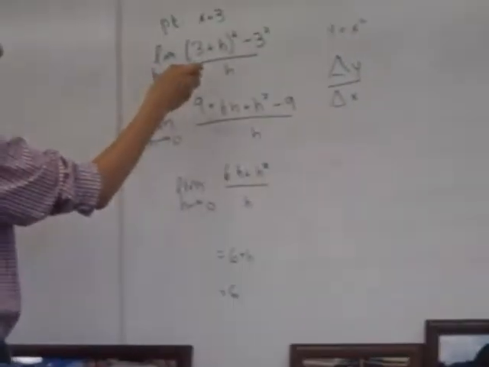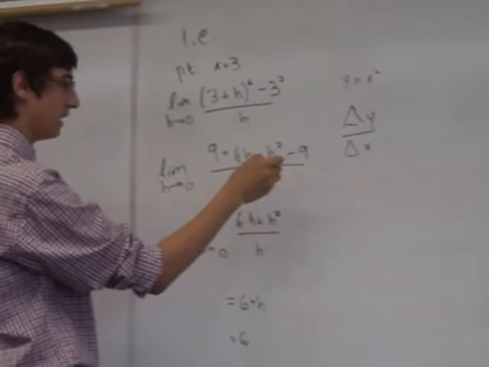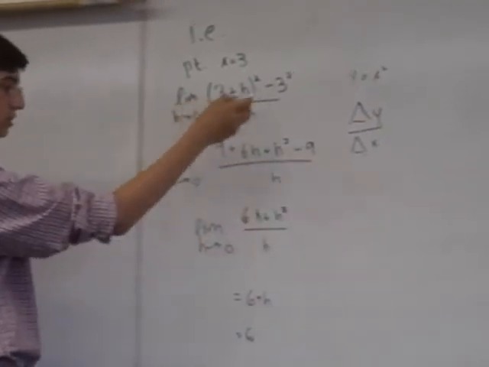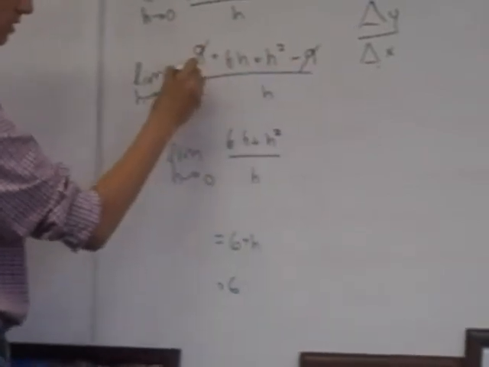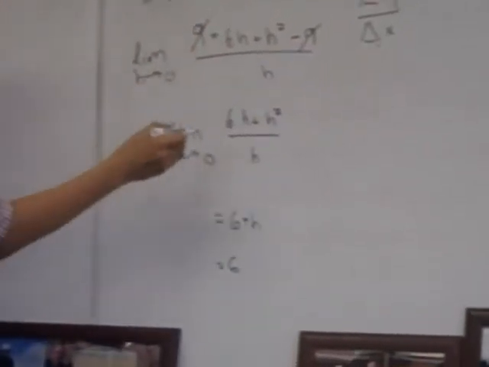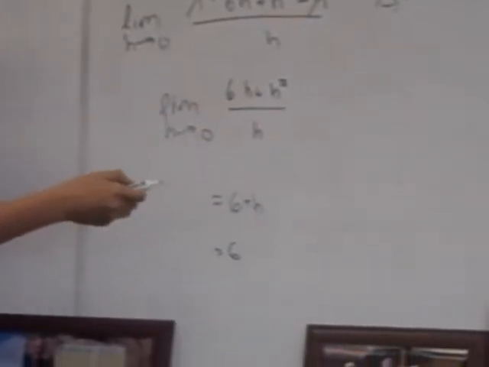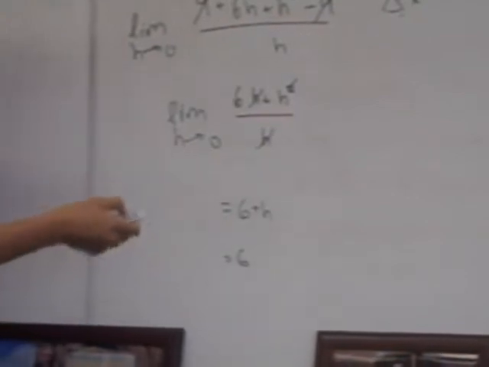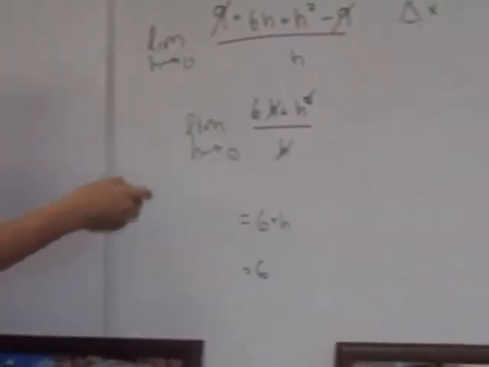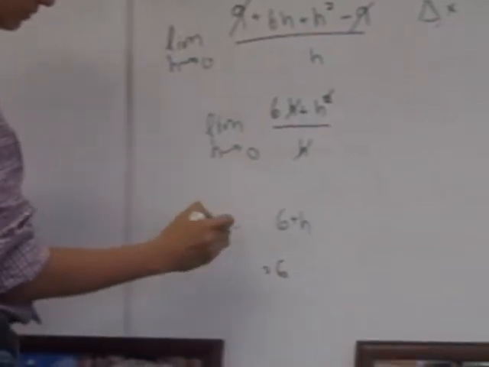If we do the algebra out, that's going to be 9 plus 6h plus h squared minus 9 all over h, if we just use the squaring. Then the 9s cancel out each other. So we get 6h plus h squared all over h. Now, the h we can cross out and cancel on both sides. And then we're left with the limit as h approaches 0 of 6 plus h.